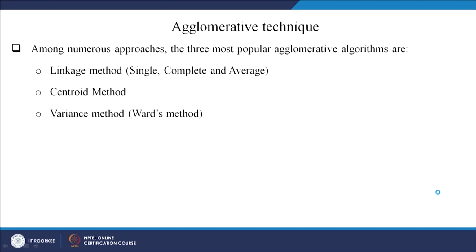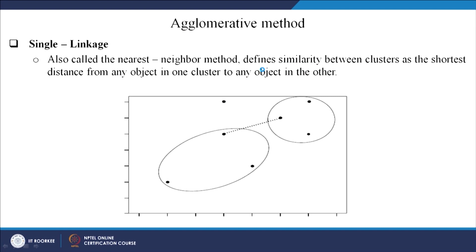Okay. So, first there are different types of methods when you talk about the agglomerative technique. The 3 most popular agglomerative algorithms are the linkage method, which I will explain, the centroid method and the variance method, right. When you use any software, for example SPSS, it will ask you which approach you want to use. So, linkage method, a single linkage method, a complete linkage method and average linkage. What is that? Let us see, and then we will look at each one of them.